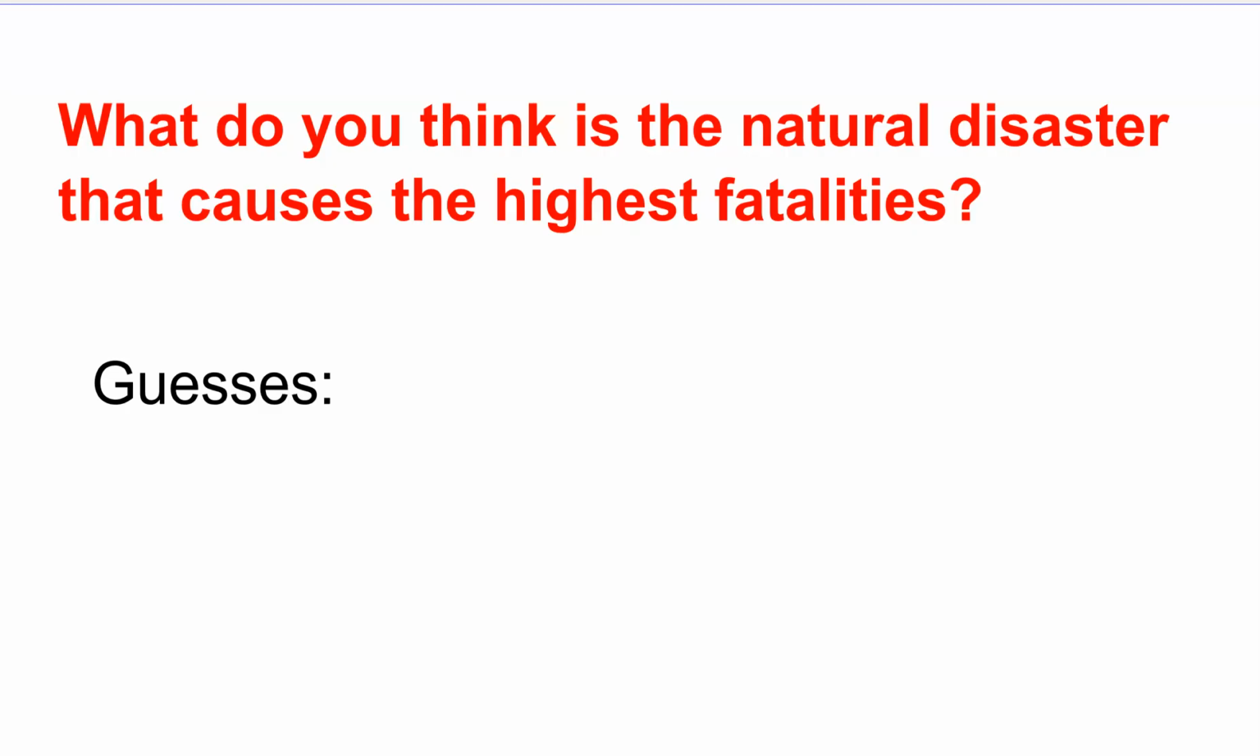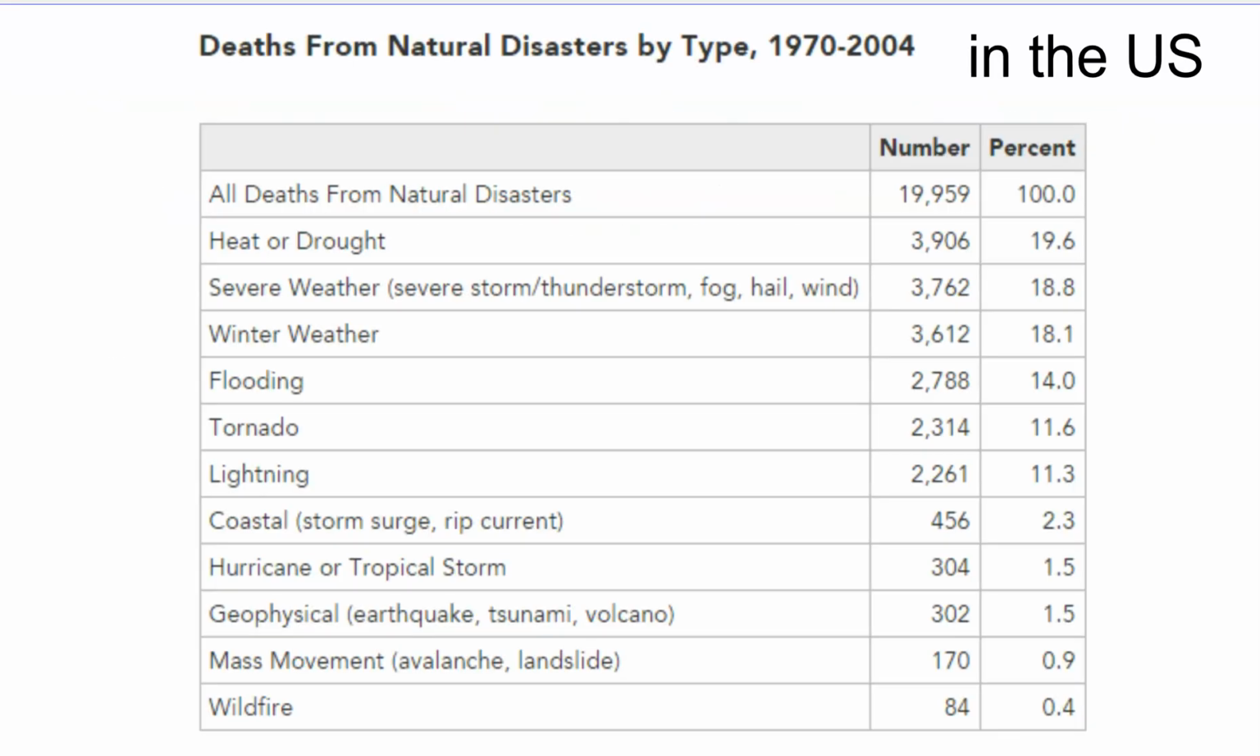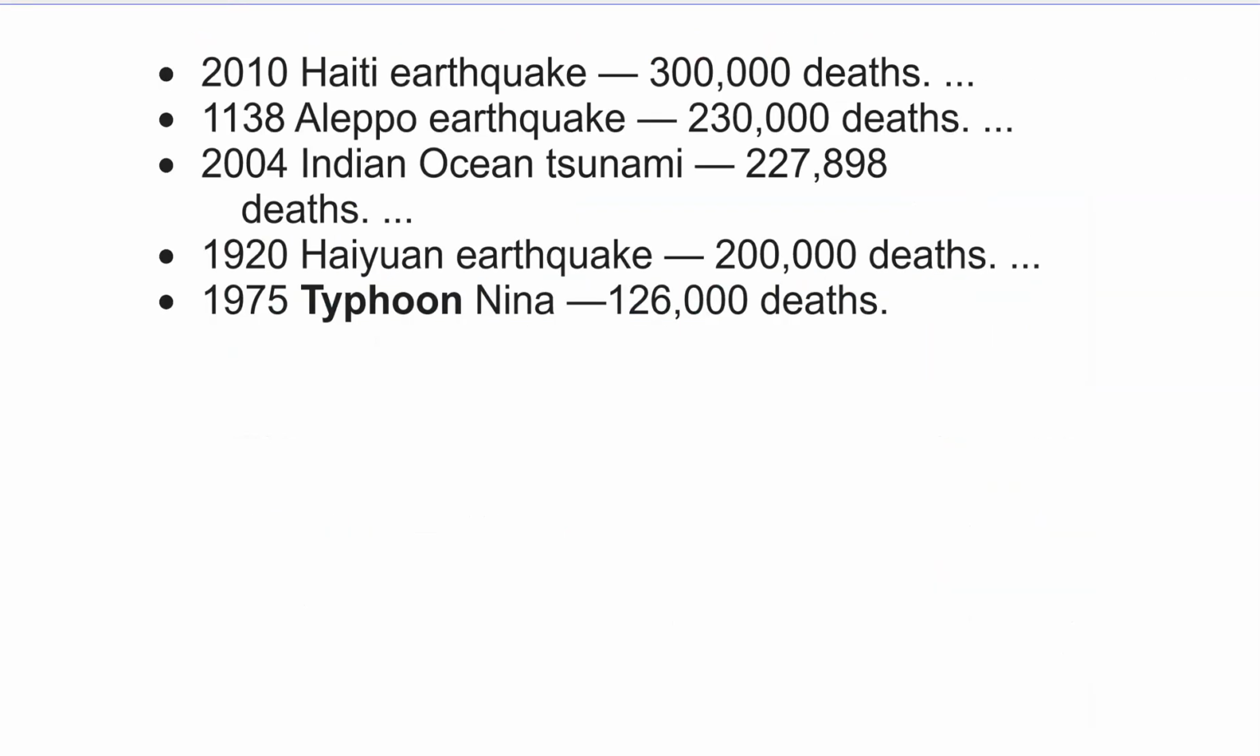What do you think is the natural disaster that causes the highest fatalities? There are a lot of fatalities caused by natural disasters, but here's one from 1970 to 2004. Just to take a look at that, it's kind of interesting. If you look at it, heat or drought ends up to be the largest one, followed right behind it by these two, would be the most deaths. And just to look at some other data, which is pretty interesting.